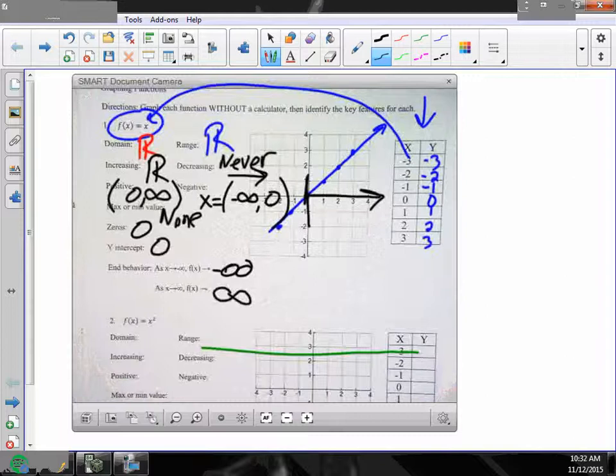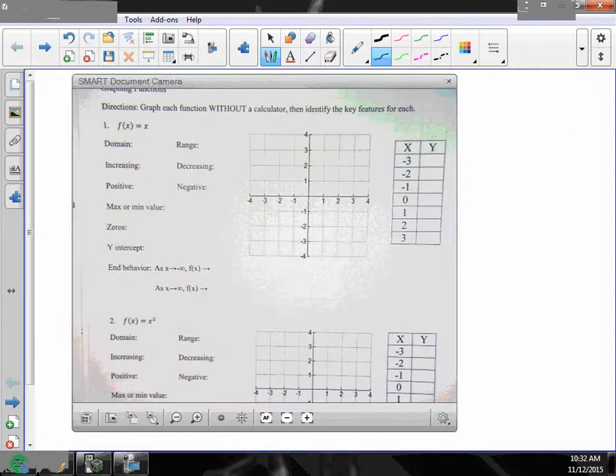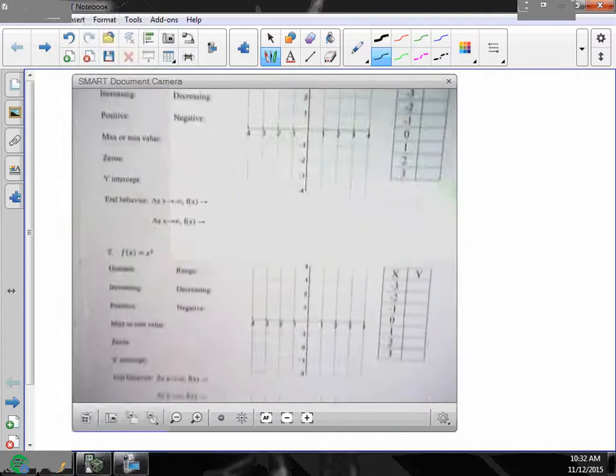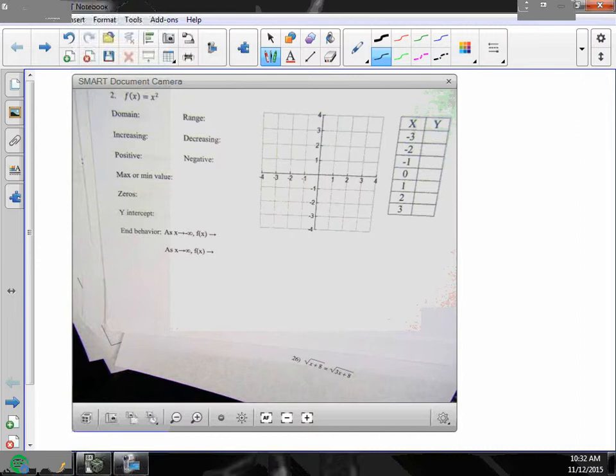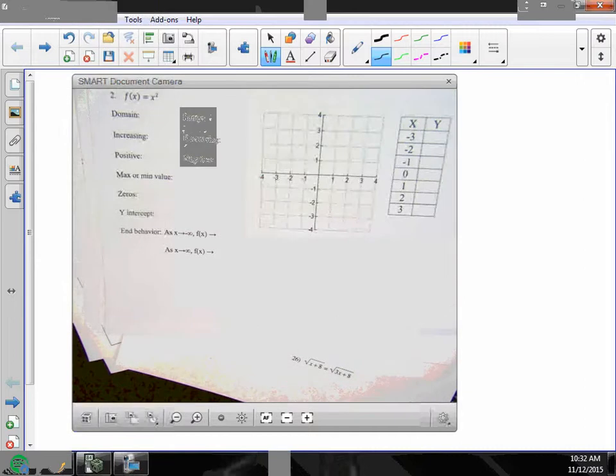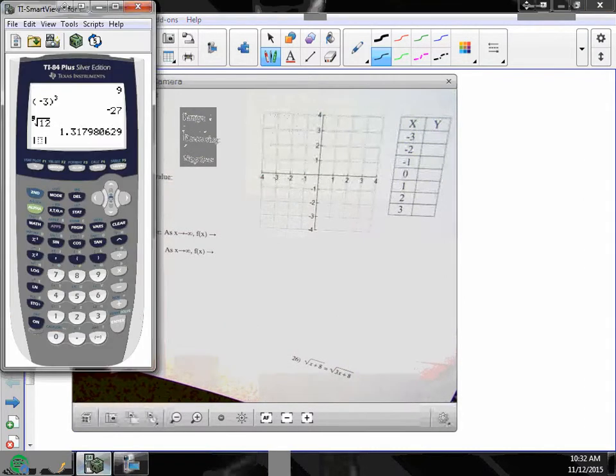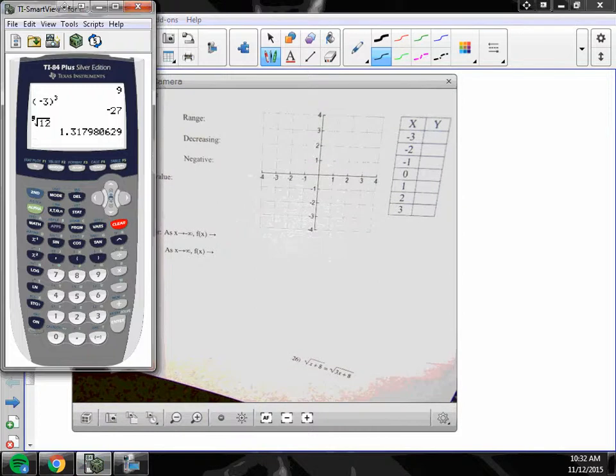Okay? All right. Let's do this one together. Now, I highly recommend if you're going to plug negative numbers into a function that you put parentheses around it.